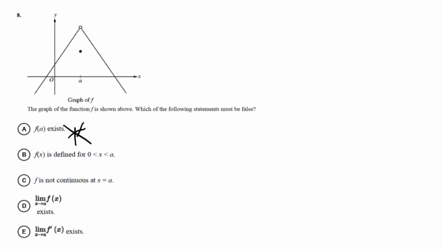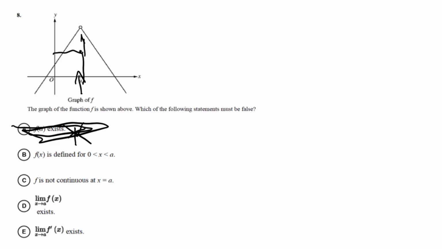Is this true? Well, look, at a, is there a point that exists? And we can see, yes, there's this point right here. Although it isn't on the graph, it's not on the continuous graph, that's fine. It doesn't matter. So we'll mark A as not false. So now we move on to option B.